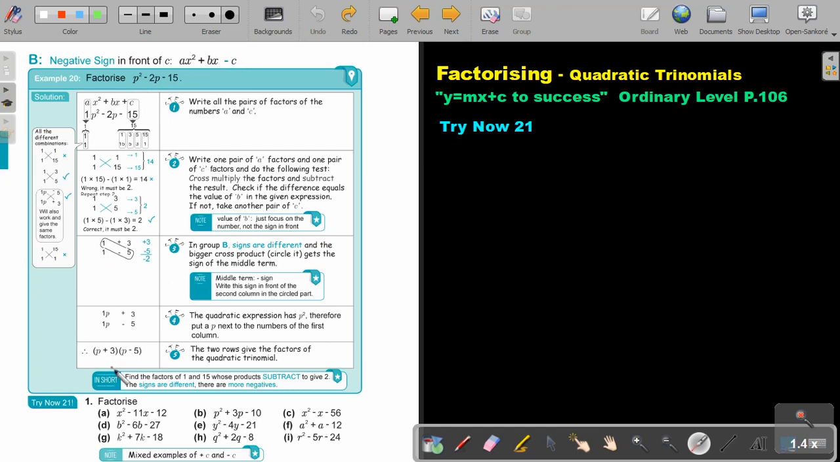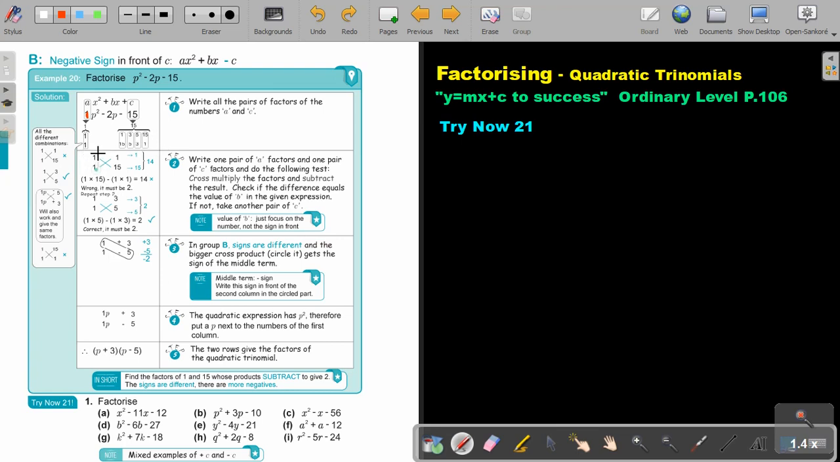So let's look at an example. Factorize p squared minus 2p minus 15. Step 1 is the same. Take the value of a, in this case 1, and take the value of c, 15, and break it up into factor pairs.